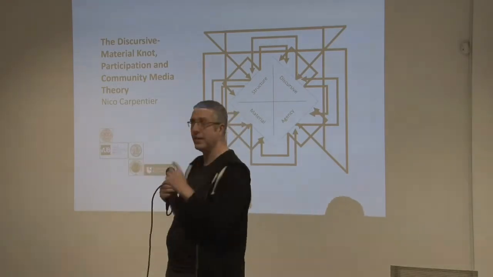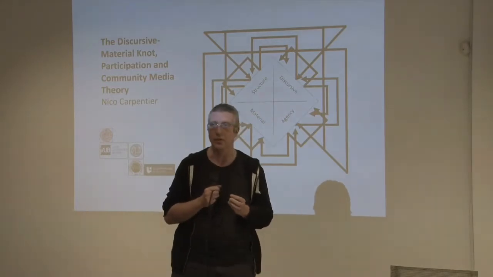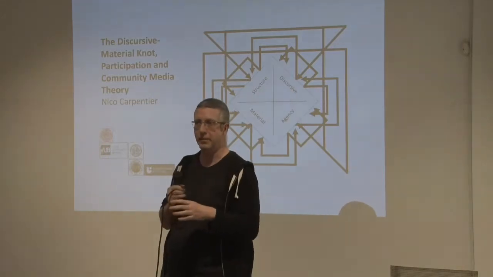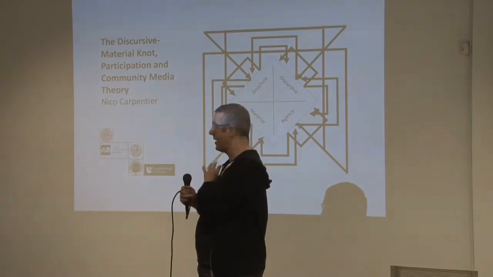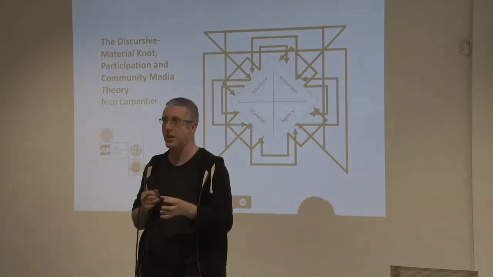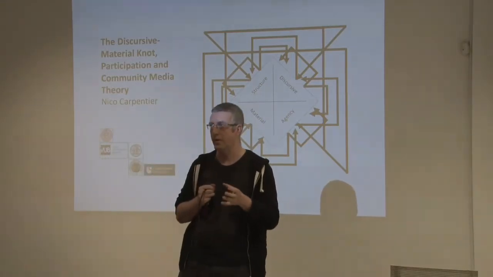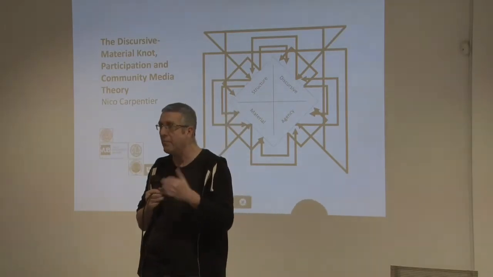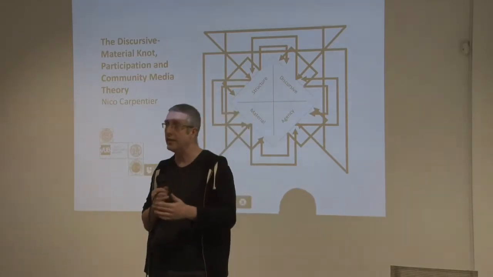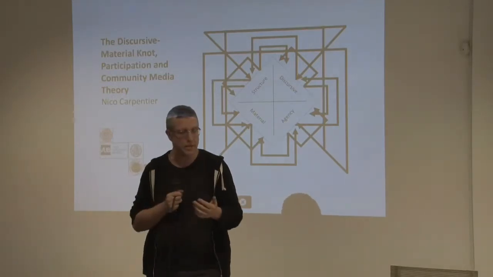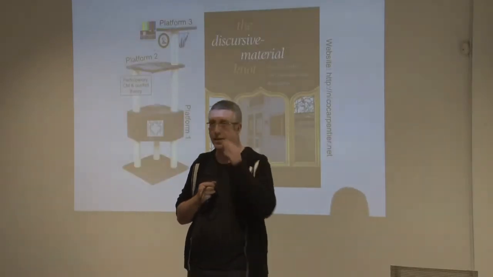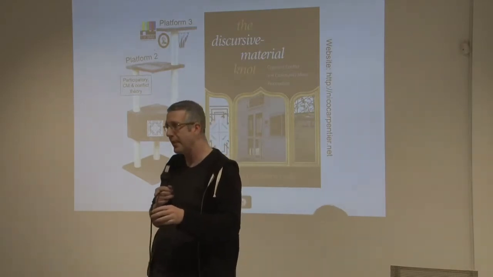What you see behind me is called the discursive material knot, or at least it's a visual representation of that model. Now, it's meant to be totally incomprehensible. In case you're wondering what this infinite set of arrows is, it's meant to show the complexity of these relationships between the discursive and the material parts of our social reality. And I'll unpack it. I'll use the first part of my talk to walk you through some of these relationships, because I need to explain them and emphasize their interconnections to then talk about participation and community media. So bear with me. If you're feeling bad, I'll probably make it a bit worse, at least in the first part.